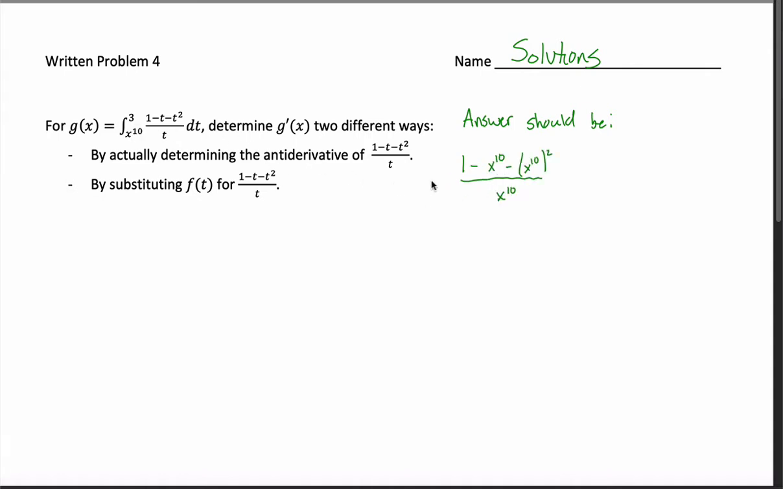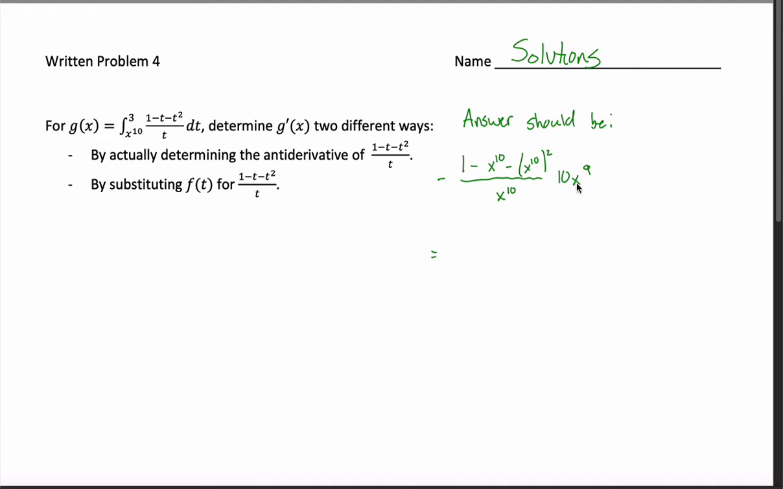I need to negate this entire thing because the x to the 10th is down on the bottom. And then I need to multiply this entire thing by the derivative of x to the 10th power, which is 10x to the 9th power. I'm going to simplify this a little bit. I could take the negative and apply it to each of these three terms. Now this is negative, this is positive, this is positive.